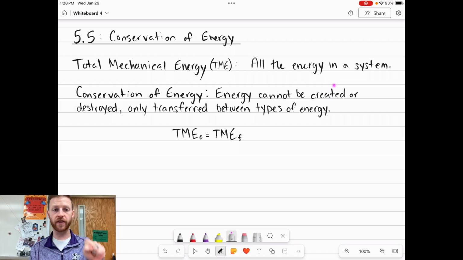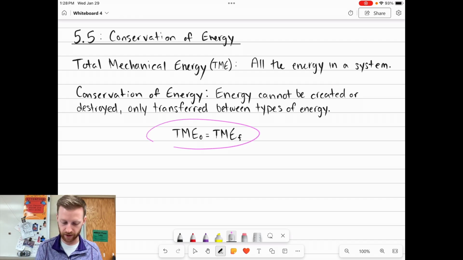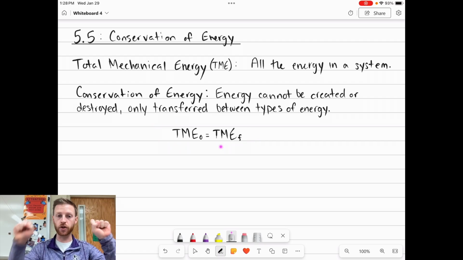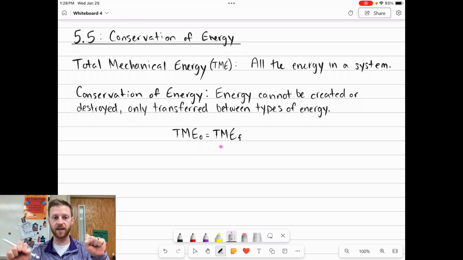What conservation of energy tells me is that whatever total mechanical energy I have at the start, I have at the end. And that's where we get this equation that's written here. The total mechanical energy at the start is equal to the total mechanical energy at the end. We can use this to solve for varying things. Normally we try to solve for how fast an object's going at the end, or how high an object is at the end, or maybe how high it started because it's going so fast. Because of that, we have to get really good at identifying types of energy that are present.